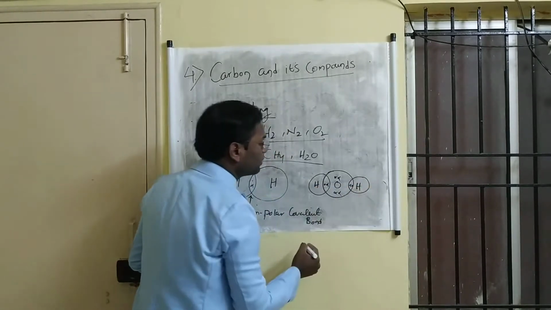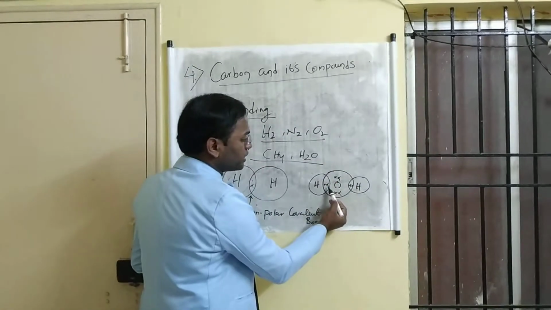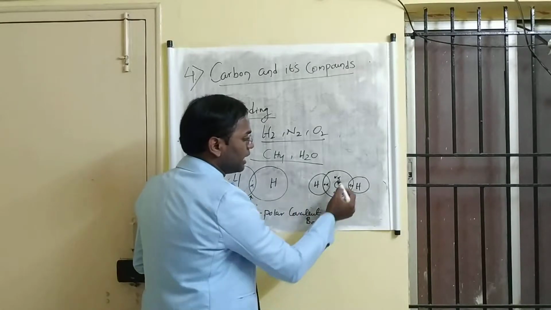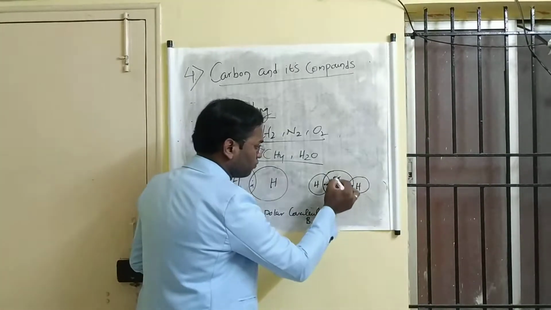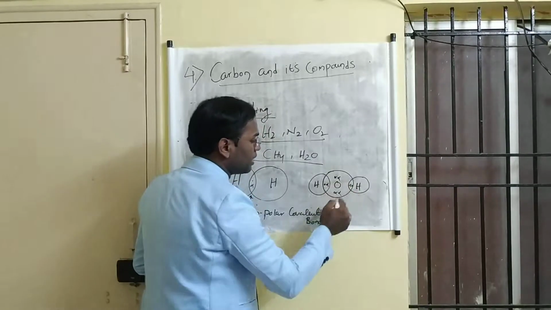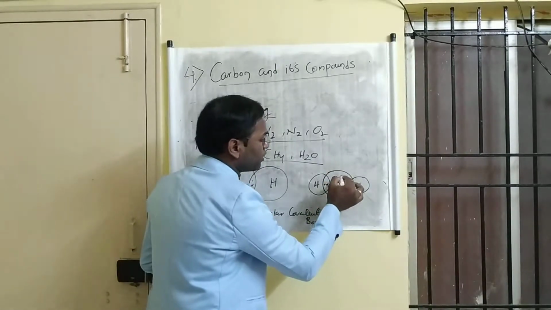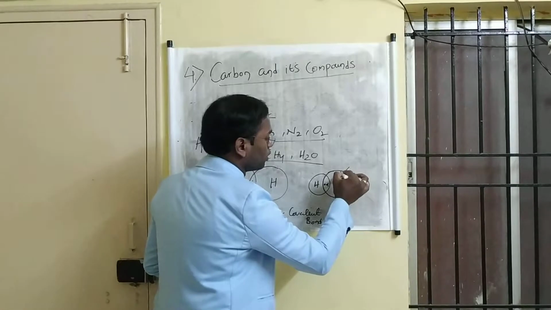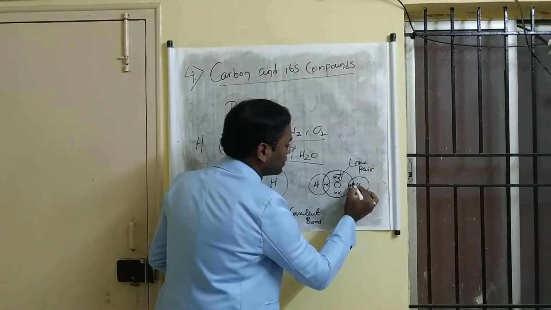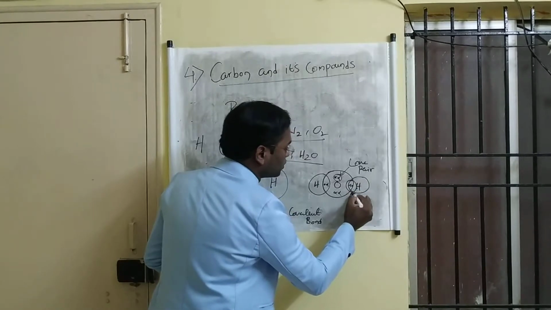here you can see the oxygen shares 1 electron with each neighboring hydrogen atom, and the other rest, the 4 electrons or 2 pairs of valence electrons, will remain unshared. That is called a lone pair of electrons. So these are called lone pairs, whereas these pairs are called shared pairs.